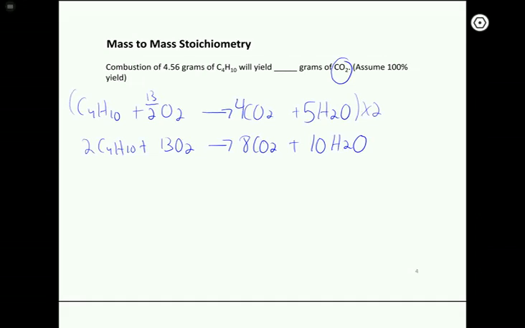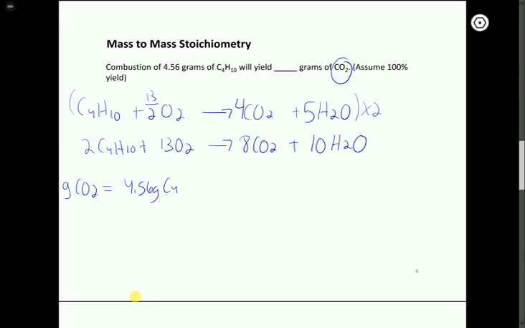Okay, so we can use either form of this reaction, either with or without fractional coefficients, and now we can start the calculation. So we're looking for how many grams of CO2 form, and we have 4.56 grams of C4H10. So we first need to convert that into moles before we can use stoichiometric ratios. So to do this, we have to get the molar mass of C4H10. We always need molar masses if they're not given to us. We have to calculate them.